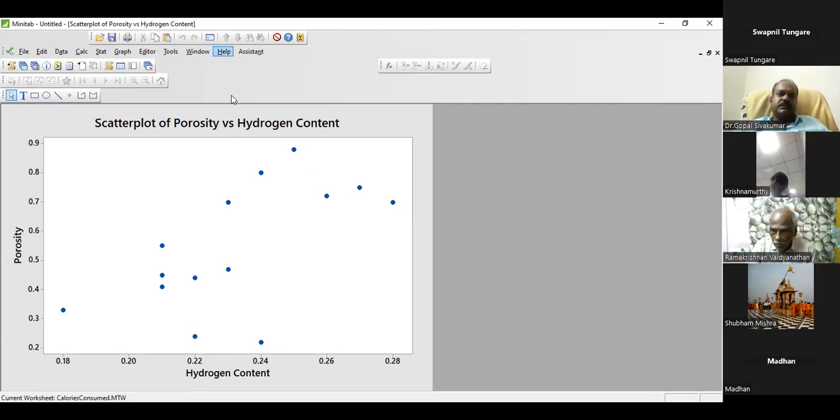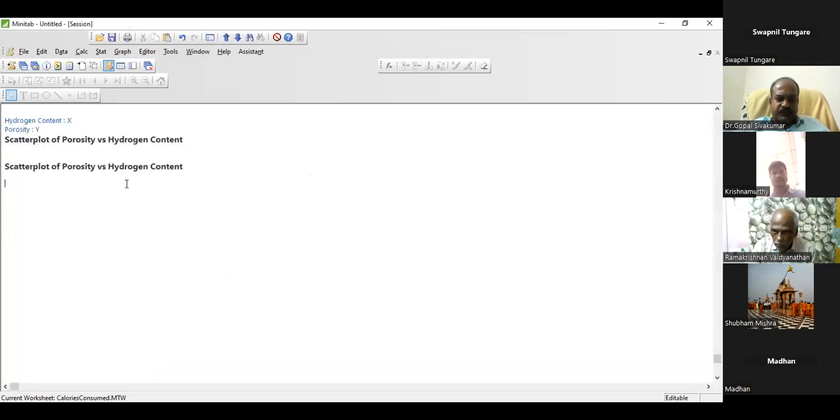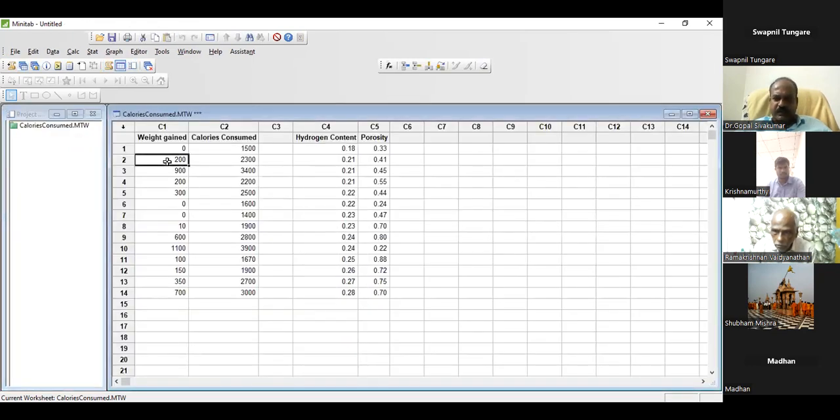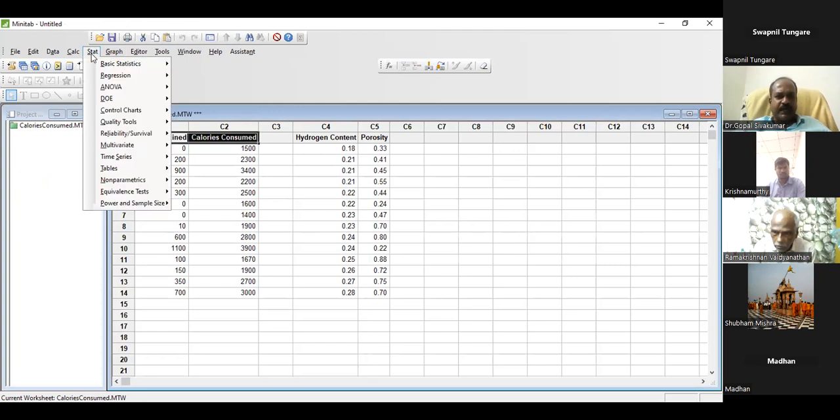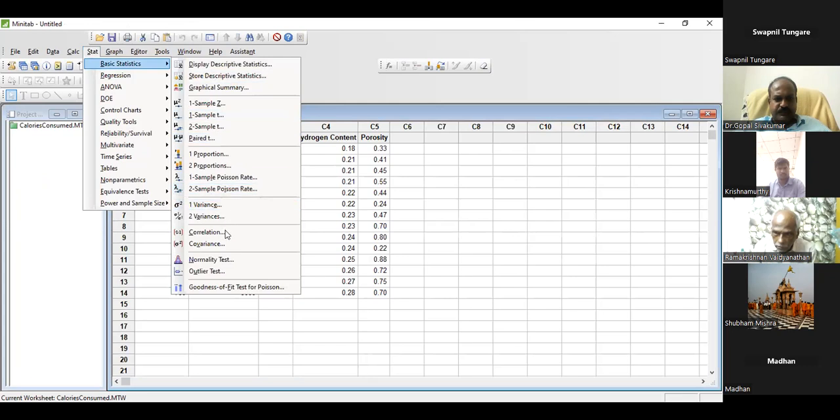So to overcome this, you can actually consider going for another analysis called correlation, right? So let us do the correlation for both cases one by one. The first case, weight gain and calories. So Stat, Basic Statistics, Correlation.